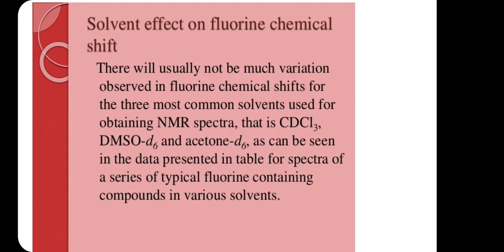First, we can discuss the solvent effect on fluorine chemical shift. There is usually not much variation observed in fluorine chemical shift for the three most common solvents used for obtaining spectra, that is CDCl3, DMSO and acetone, as can be seen in the data presented in the table for spectra of a series of typical fluorine-containing compounds in various solvents.